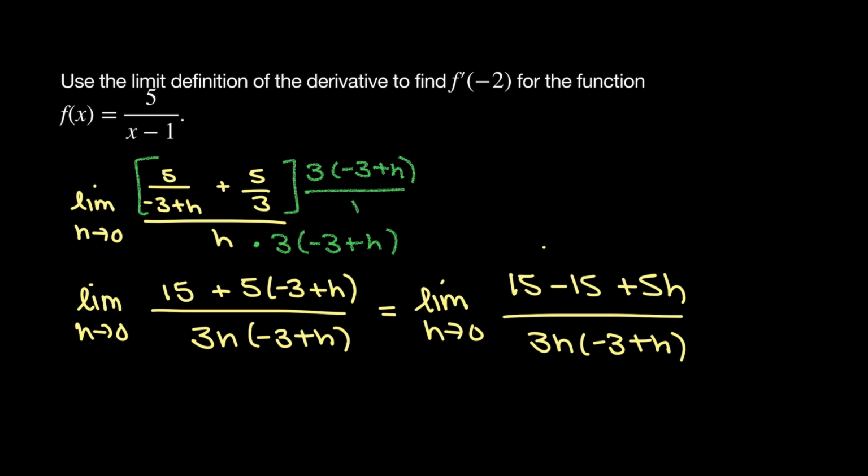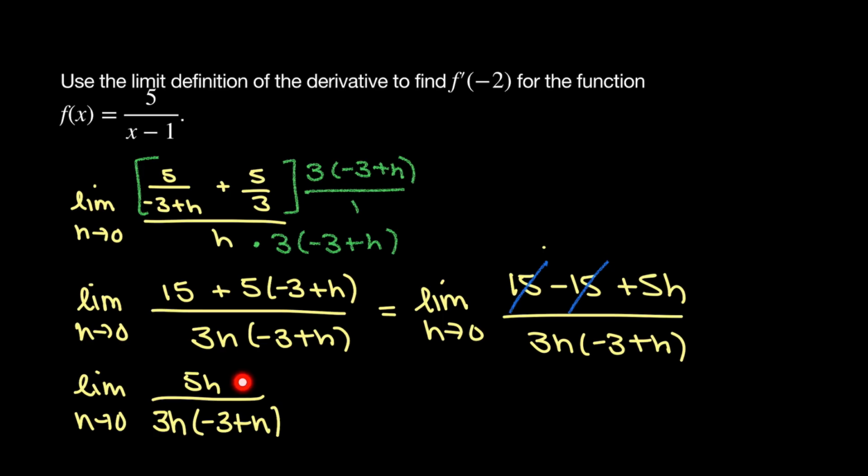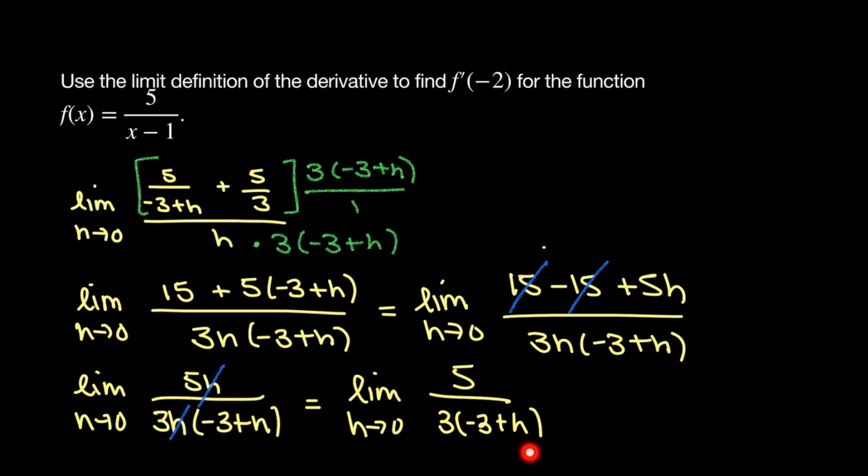Now we can distribute in the numerator. 5 times minus 3 is minus 15. 5 times h is 5h. Combine like terms. 15 minus 15 is 0. I'm just left with 5h. And then the denominator is still 3h times negative 3 plus h. Finally, those h's cancel out, and I've got 5 over 3 times negative 3 plus h.